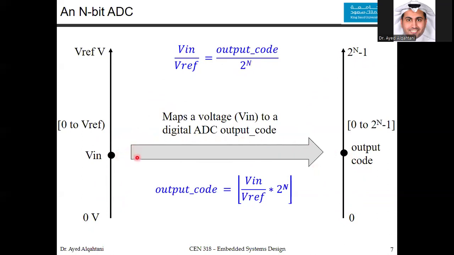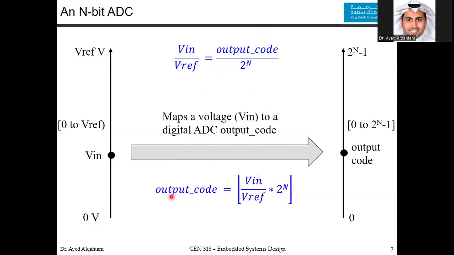Now, this movement from analog to digital, that's the analog to digital conversion. So you want to find the output code. To find the output code, you multiply Vn by 2 to the power of n and divide by Vref. In other words, the output code is equal to Vn divided by Vref, multiplied by 2 to the power of n.